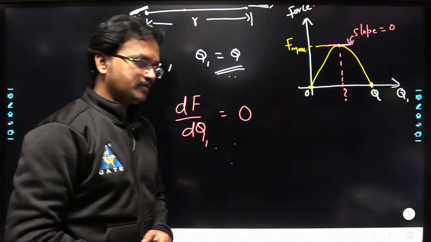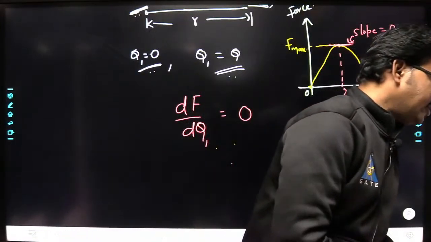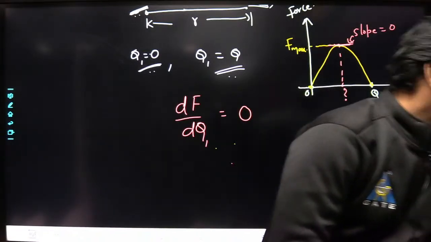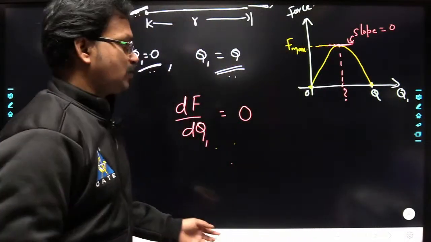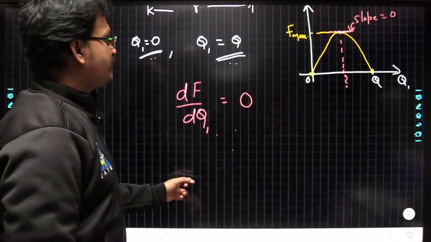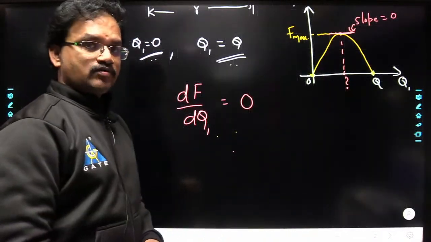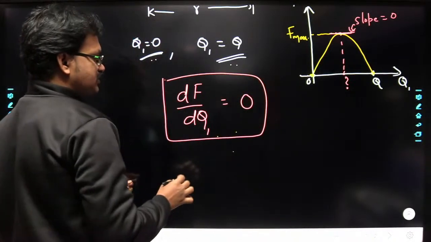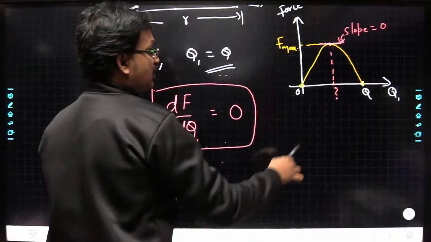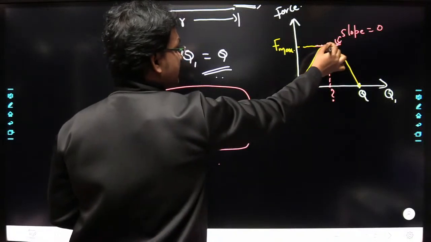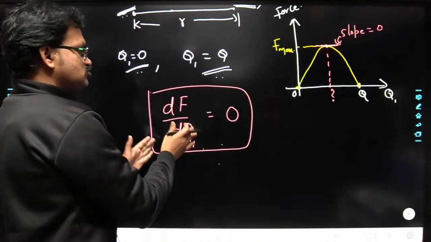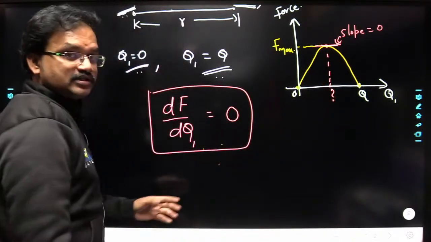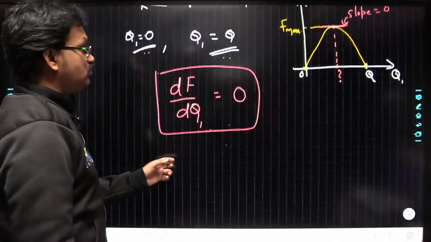Is it clear here? Yes or no? So dF by dQ1 must be equal to 0. If you make it equal to 0, that is nothing but making the slope of this function equal to 0. If you make the slope of this function equal to 0, then you can determine the value of the charge Q1.